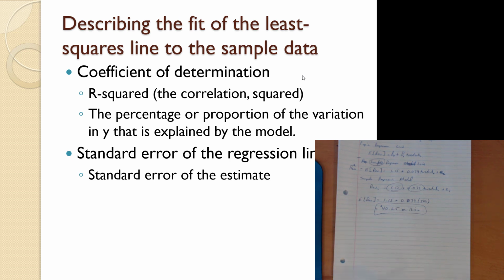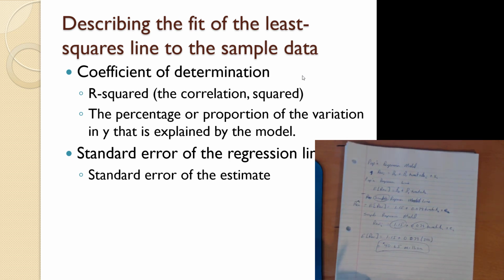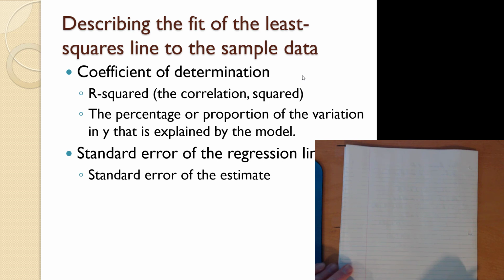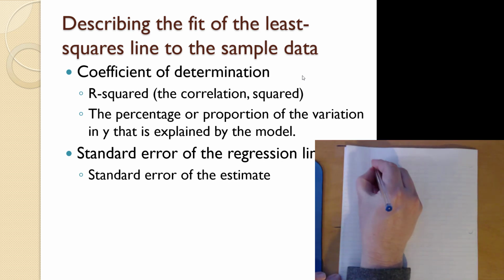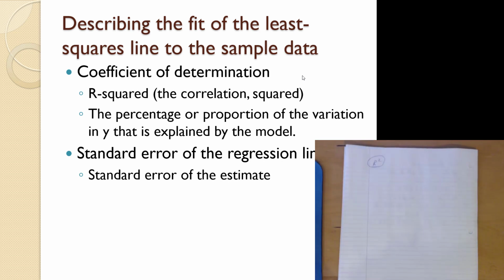Now, here's the important stuff. Really, really important stuff. All of it's important, but this is important too. This thing called the coefficient of determination. The coefficient of determination has an alias. Sometimes we call it our good friend the R-squared. And this is key boilerplate language we need to really focus in on: it is the percentage or proportion of the variation in Y that is explained by the model.